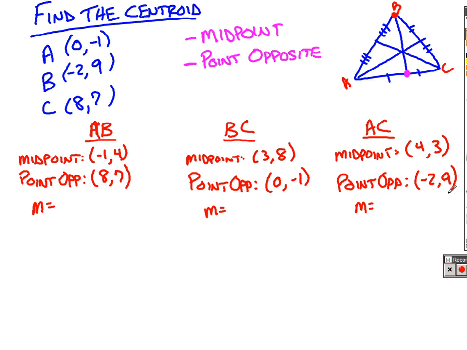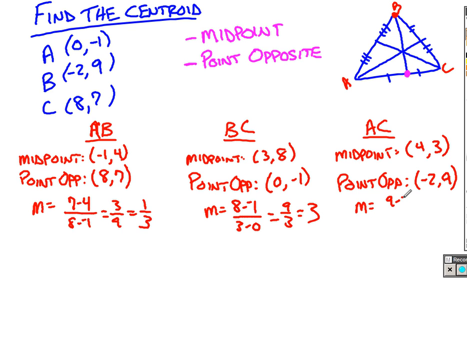Now, to find slope, same way we've done before, we'll do 7 minus 4 for the y, 8 minus -1 here, so 3 over 9, which is 1/3. Right here, we'll have 8 minus -1 over 3 minus 0, which means I have 9 over 3, which is 3. And this one, if I go 9 minus 3, I'll go -2 minus 4. That means 6 over -6, or -1. Now, unlike when we did the circumcenter, we don't need to find a perpendicular slope. We want to know the slope of this line, and we know the 2 points, so we're good with slope.